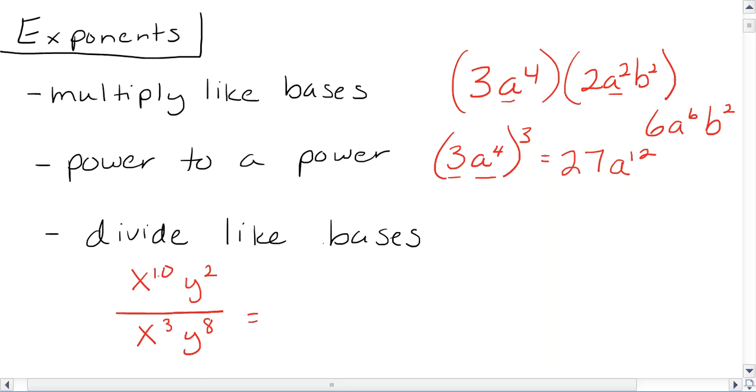X to the 10th is in the numerator, x to the 3rd in the denominator. So 3 of these are subtracted from those 10, and so we do have x to the 7th in the numerator. But 2 of these y's, because it's y times y, takes out 2 of these, and we're left with y to the 6th in the denominator.